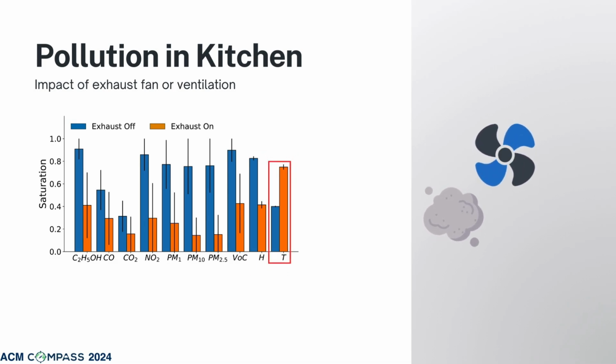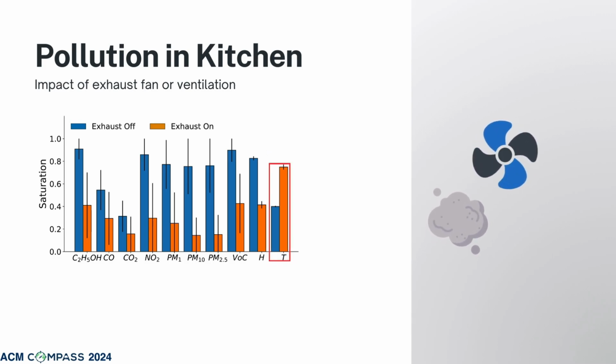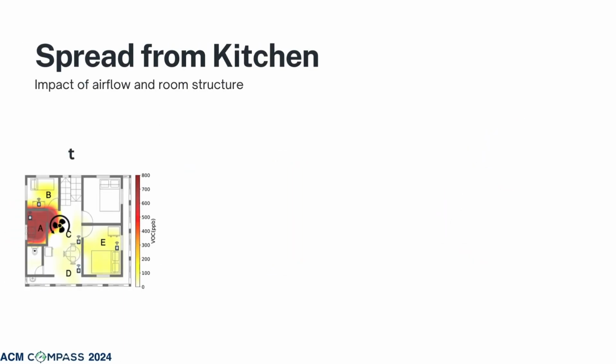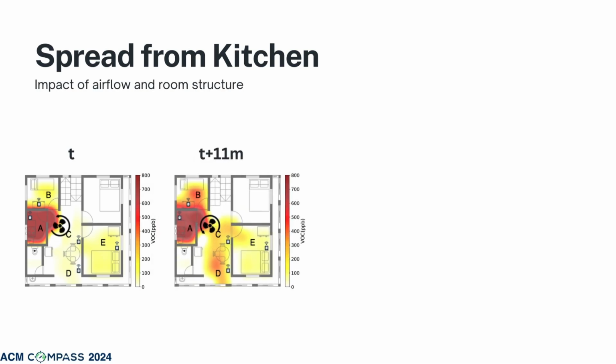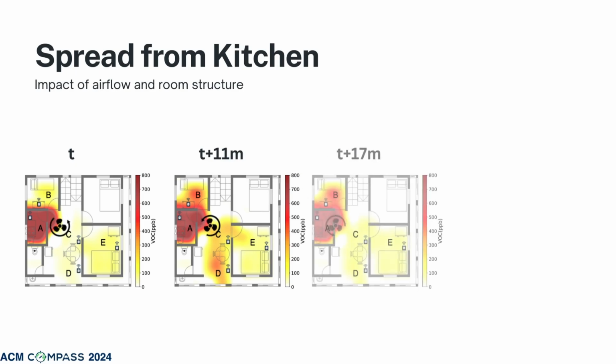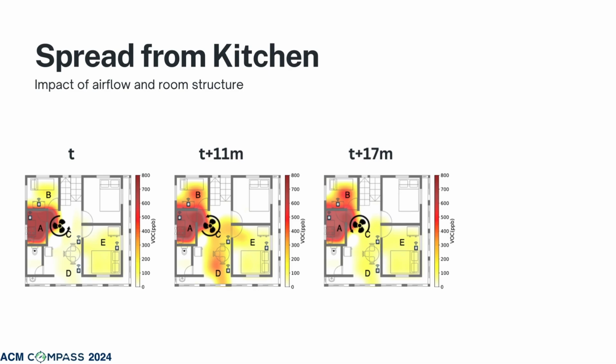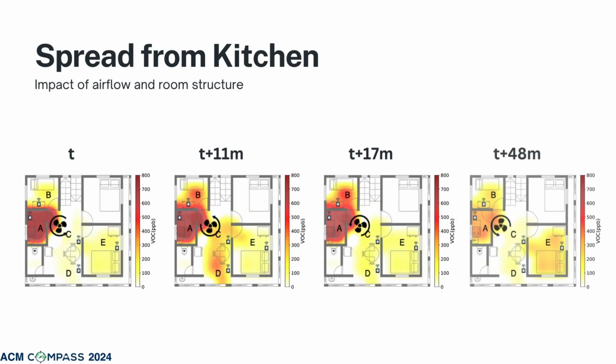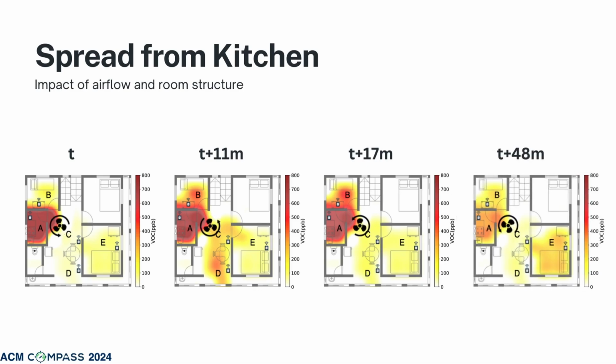We are more sensitive towards temperature, therefore in comfortable temperatures, occupants forget to turn on the exhaust, leading to unintentional exposure to pollutants. Without good ventilation, the pollutants spread from the kitchen towards other rooms depending on the airflow. Here, we observed that even though cooking ended at T plus 11 minutes, VOC spread to the dining area until T plus 17 minutes due to the ceiling fan. It took T plus 48 minutes to ventilate the VOC naturally without the exhaust fan.